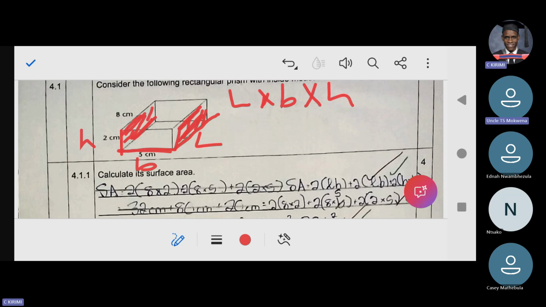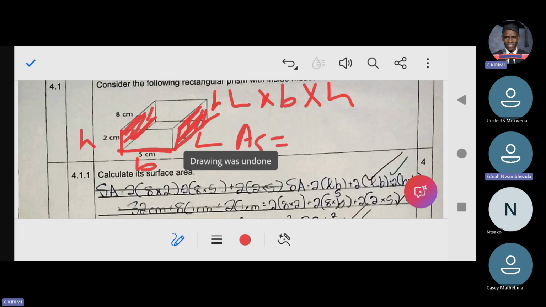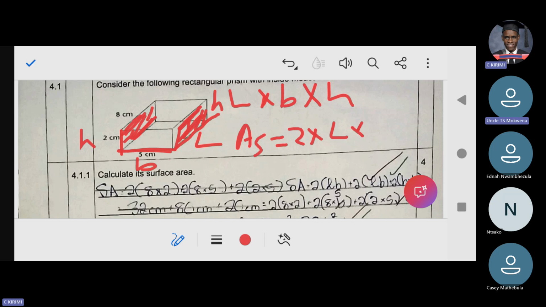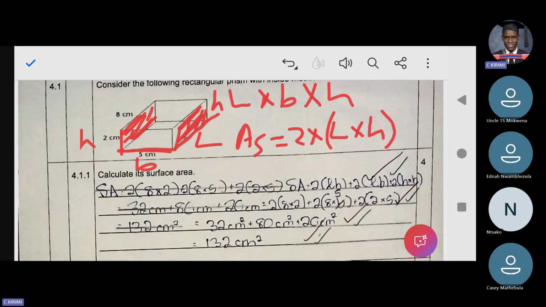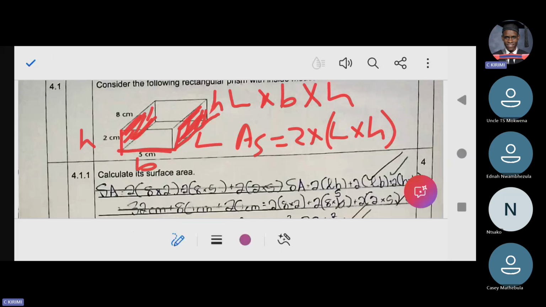So if you want that surface area, it is the length times this height, times 2. So we are going to say 2 times the length times the height, which means it's the front and the back. Then when you are done, you take the breadth and the height, which means you are taking this side, the front. Breadth times height, times 2, because there are two faces.